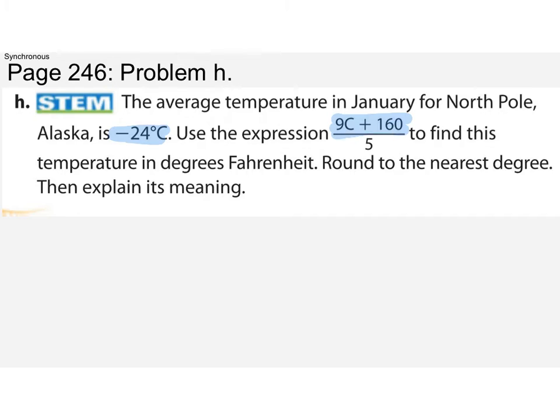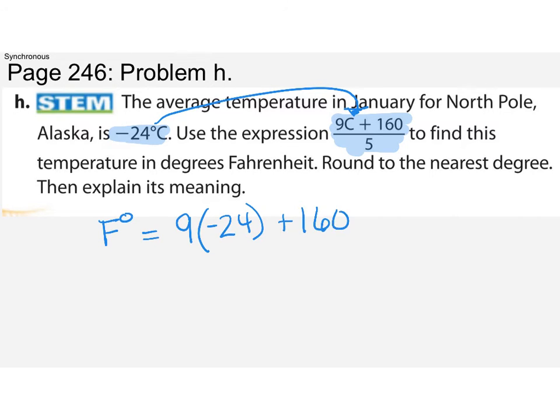numbers here that I need to find. So I'm going to go ahead and take that information and plug this in here. Okay, so this is going to be the Fahrenheit degrees, right? F is equal to 9 times C, or the Celsius, which is negative 24, plus 160. Divide that whole thing by 5.